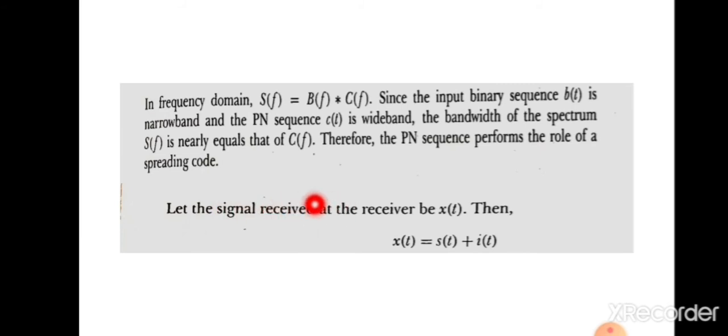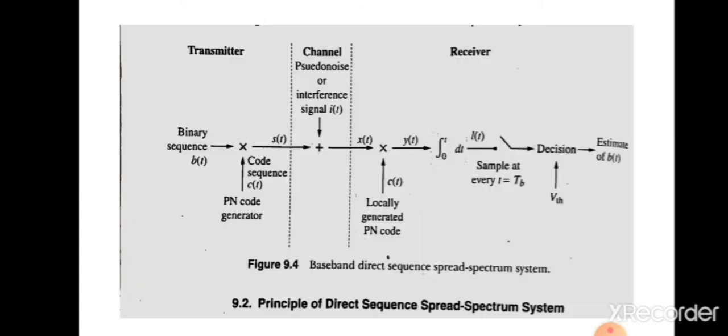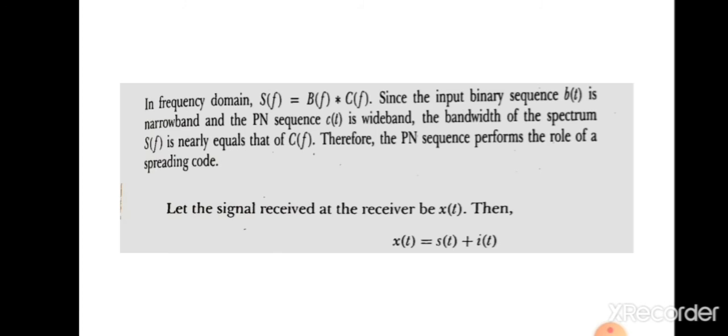Let us analyze this one. That means here we are receiving the signal x of t. From this block diagram, you know that we are receiving the signal x of t. Let us mathematically analyze. The receiver demodulates it into the original message sequence. So we have received x of t. What is x of t? X of t will be equal to S of t, that is the transmitted signal, plus the interference signal from the channel, that is I of t.